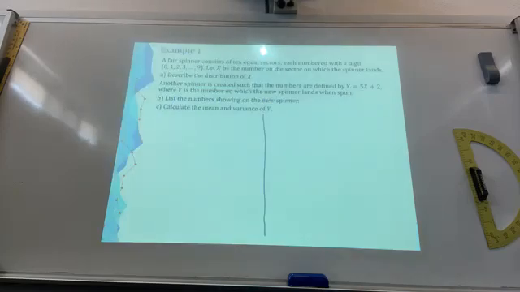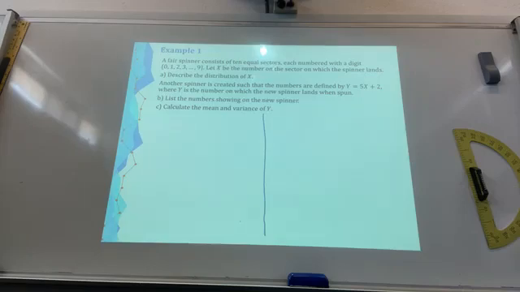Now, let's start off with the first one. A fair spinner consists of 10 equal sectors, each numbered with a digit 0 to 9. Now this one, I've defined it. Let x be the number on the sector on which the spinner lands. Can you determine the distribution of x? You should be able to do it.